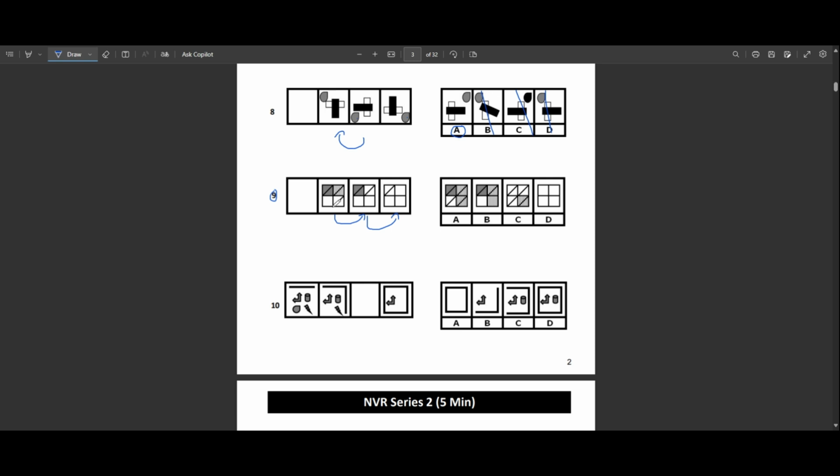we're losing one of these diagonal lines. So you can see there's 3, then there's 2, and then there's 1. Meaning this one should have 4 diagonal lines. It's either going to be option A or option C.